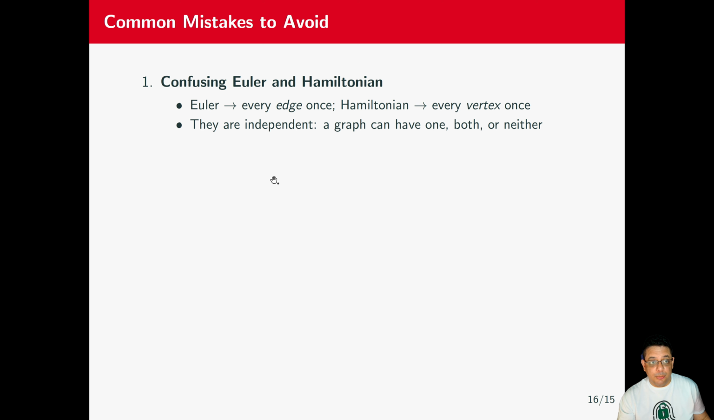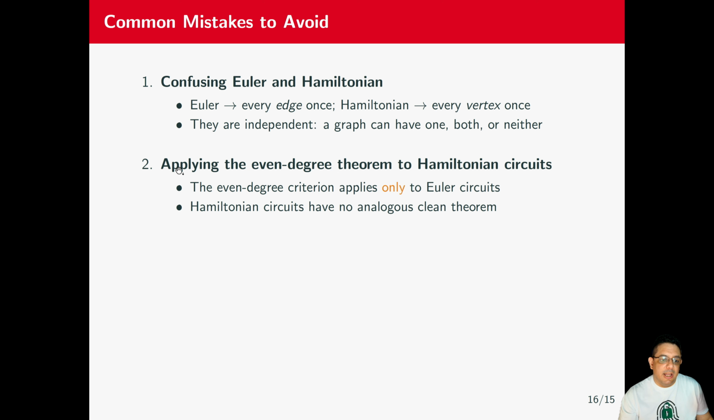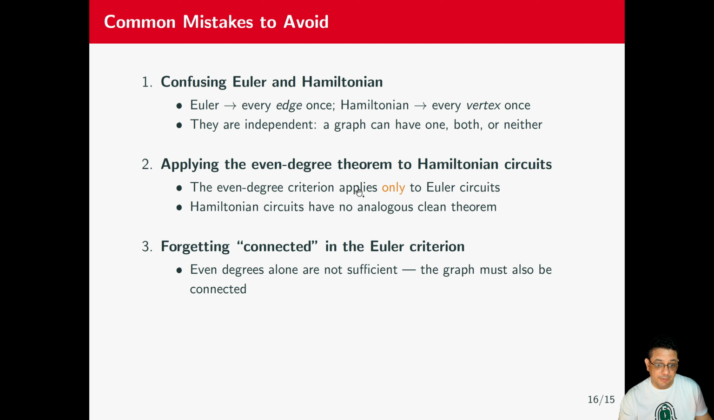Some common mistakes to avoid when we're dealing with this type of graph: be very careful not to confuse Euler with Hamiltonian. Euler visits every edge once, and Hamiltonian visits every vertex once. They are independent. A graph can have both, or neither, or one. Applying the even degree theorem can only be done to Euler circuits, not to Hamiltonian circuits. So be very careful not to commit that mistake.